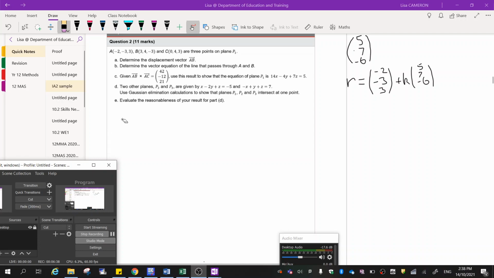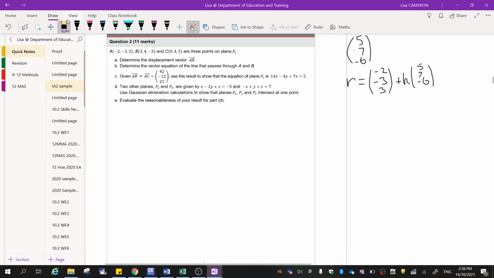So for this one, we're going to write it out as if we are turning it into a matrix. We're going to put the little line down the middle. I'm going to go -5, -1, 1, 1, 7. So those are those 2, and then we're going to use that one from before. So the 14, the -4, and the 7, and the 5.